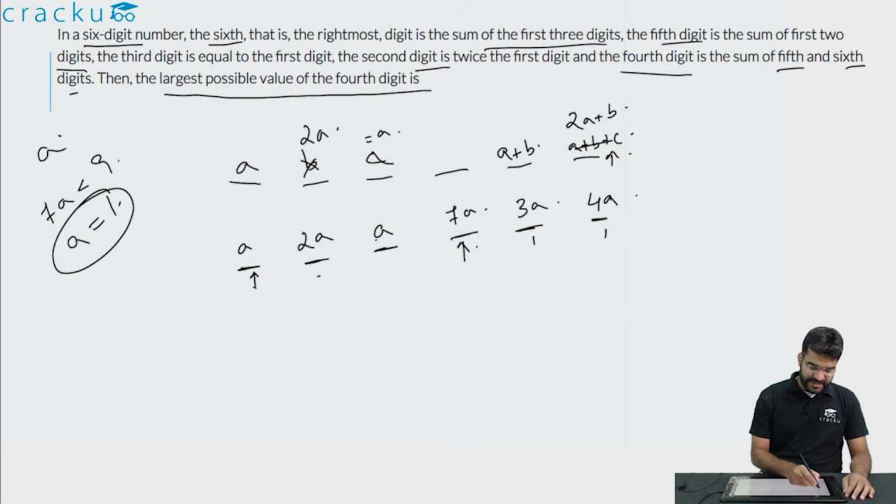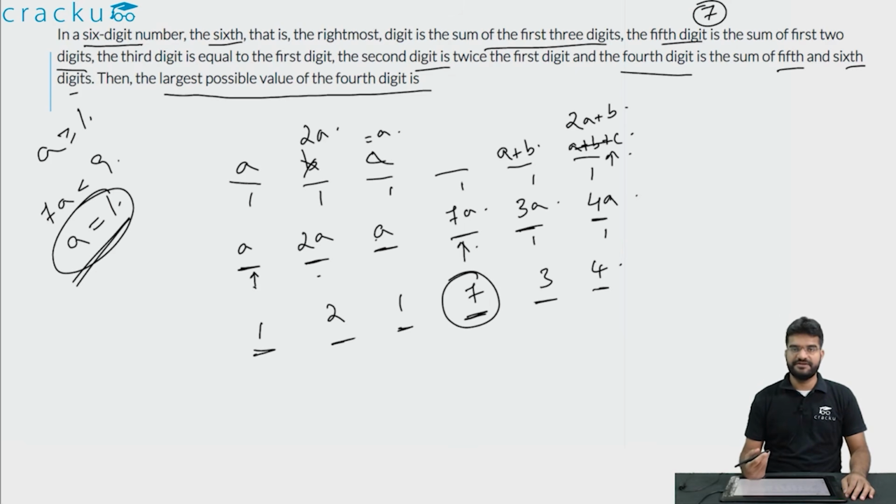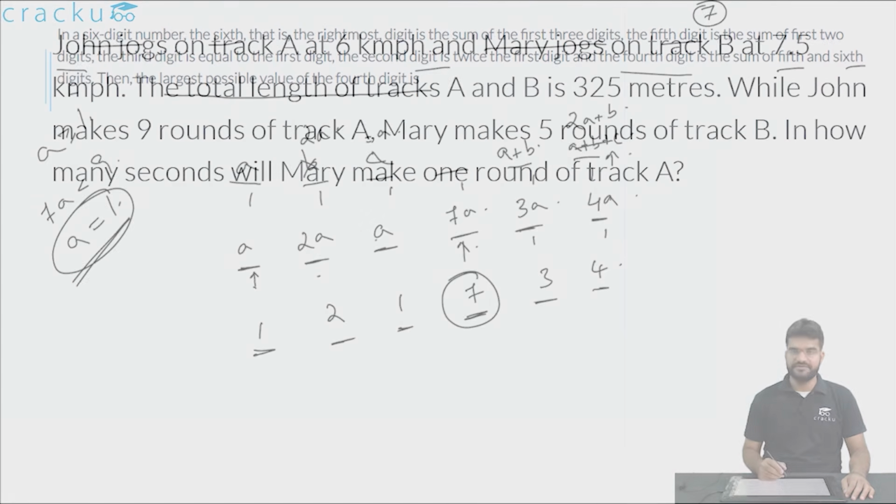We know that a is a natural number which is greater than or equal to 1, and we also know that all of these 6 digits are less than 9. All of them are single digit numbers. So the only way this is possible is if a is equal to 1. Then the 6 digit number that we were discussing will be 1, 2, 1, 7, 3 and 4. And the maximum value of the fourth digit will be 7. This is actually the only possible value of the fourth digit. This is equal to 7.